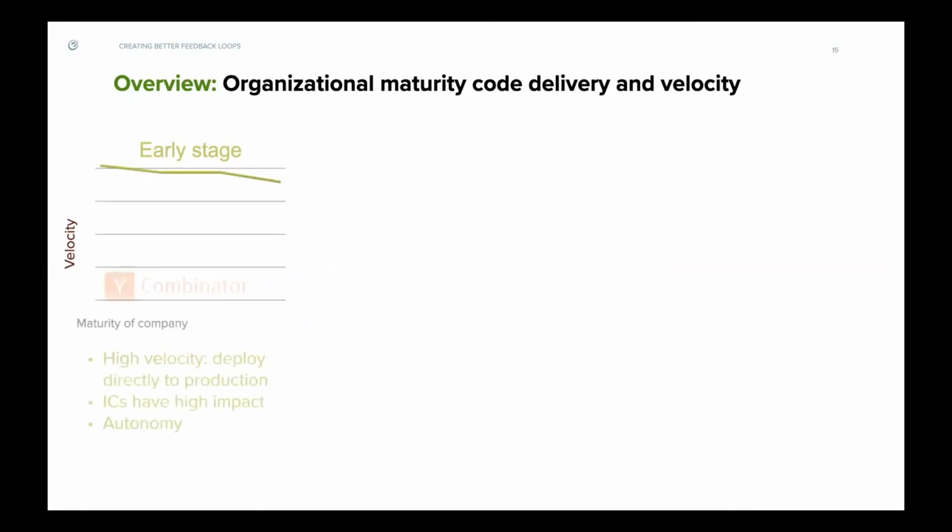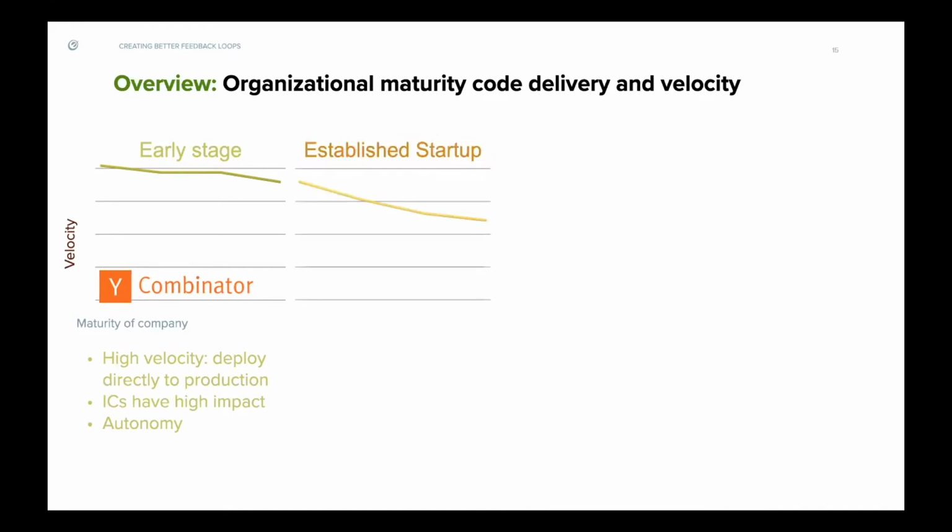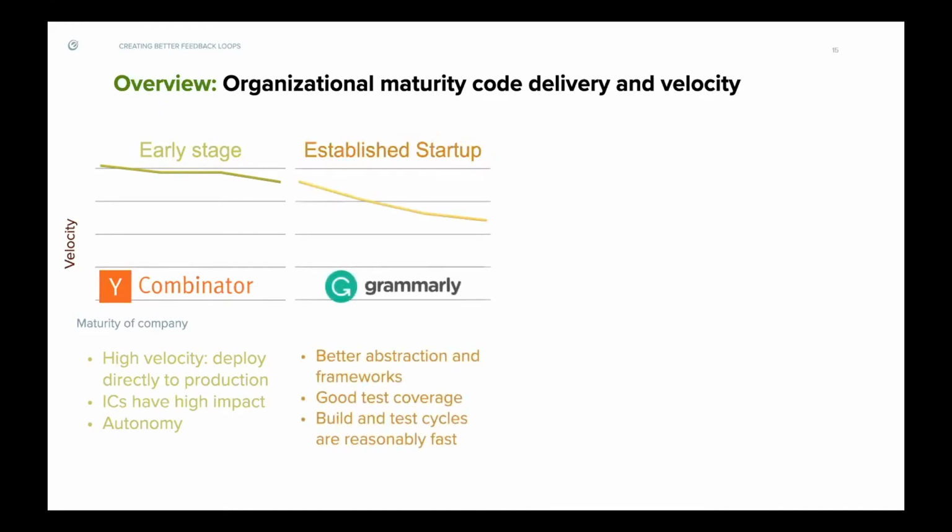So just real briefly, this is an example, and you'll begin to identify where your organization fits into this. For example, when you're in early stage, the y-axis on the left is velocity. The early stage companies are very quick and easily able to iterate and deploy with high velocity. So as an example, maybe a Y Combinator startup. High velocity, deploy directly to production. A lot of autonomy.